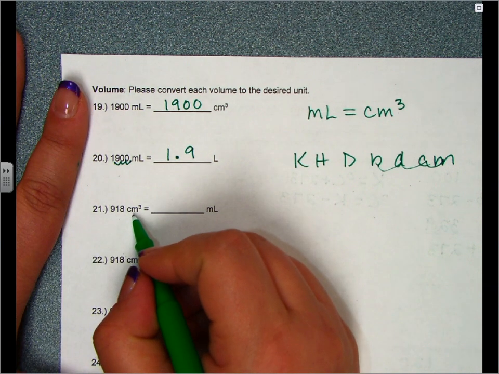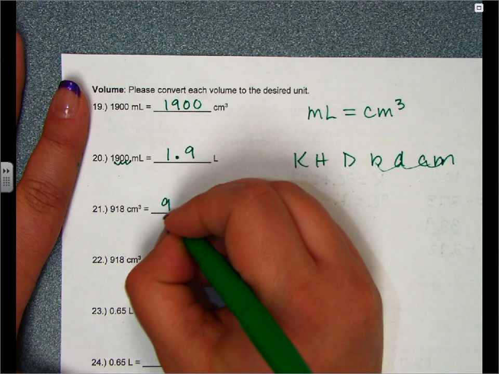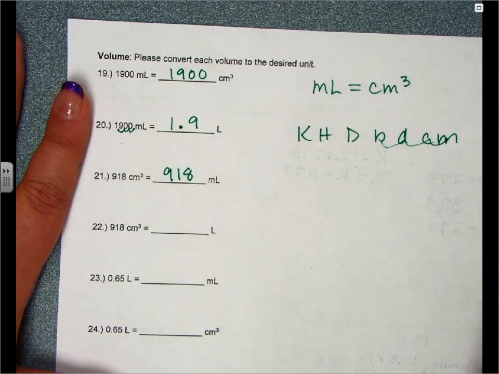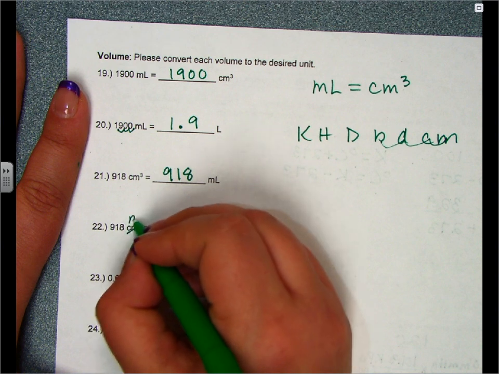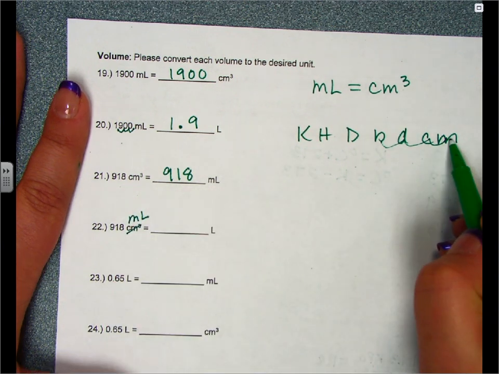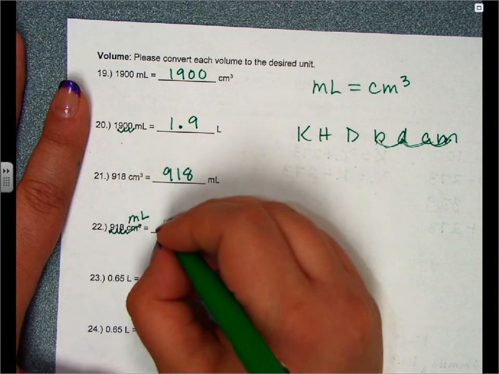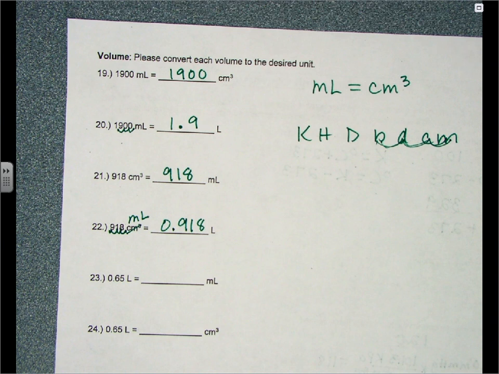21, I have centimeters cubed. Trying to find milliliters, they are the same. So 918 centimeters cubed is 918 milliliters. And then finally, 22, centimeters cubed is milliliters. So I'm trying to go to liters. 1, 2, 3. So I get 0.918 liters.